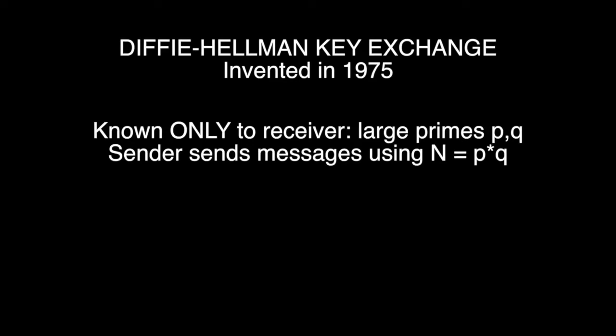Lastly, in 1975, the first asymmetric cipher was invented. Called the Diffie-Hellman key exchange, this system is protected by the current inability of computers to factor very large numbers. The sender sends messages using an encryption exponent coupled with a number that is the product of 2 large primes selected by the receiver. The receiver uses the 2 prime numbers to decrypt the message.